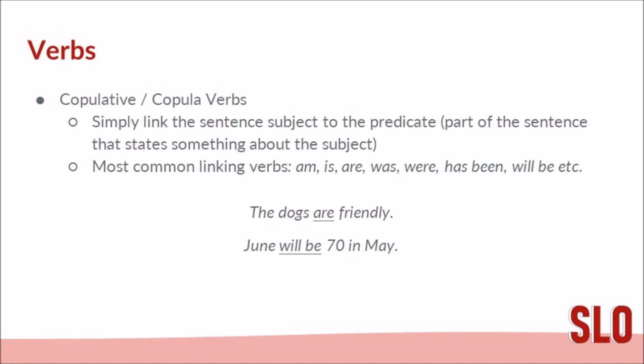Here, I'll also like to introduce copulative or copular verbs. Copulative verbs simply link the sentence subject to the predicate, which is the part of the sentence that says something about the subject. The most common linking verbs are am, is, are, was, were, has been, and will be. For example, the dog is friendly and June will be 70 in May.